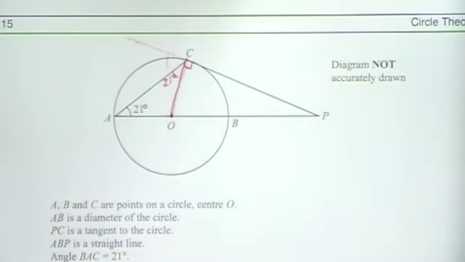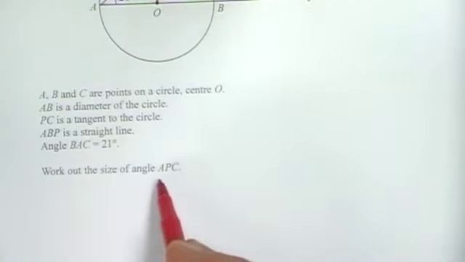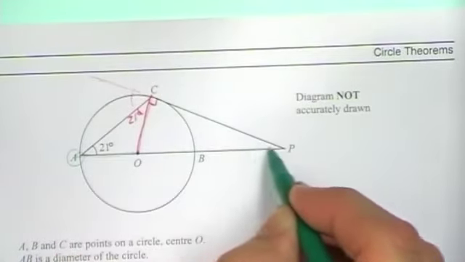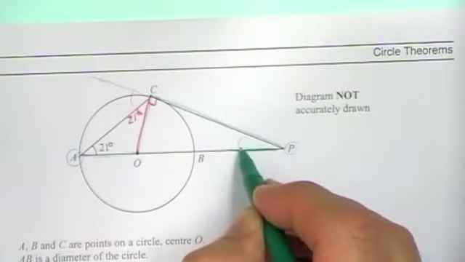I'll just go and check what the question wants. It says work out the size of angle APC. So APC, from A to P up until C. So it's that angle in there that I want.